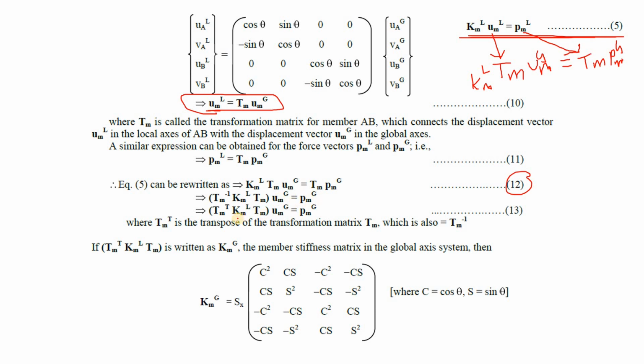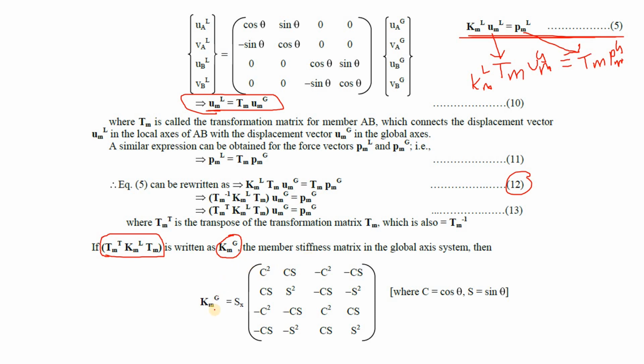Here TM inverse can also be written as TMT, where TMT is the transpose of the transformation matrix TM. If TMT, KML and TM is written as KMG, meaning stiffness in the global axis, then we get this equation. We get this matrix by multiplying these three matrices, which is a difficult task to do. That is why I'm not putting it here, because you don't need to do that each and every time. Once you develop this matrix, you can always use it to solve problems of 2D trusses.